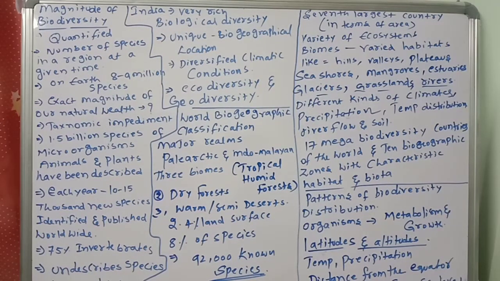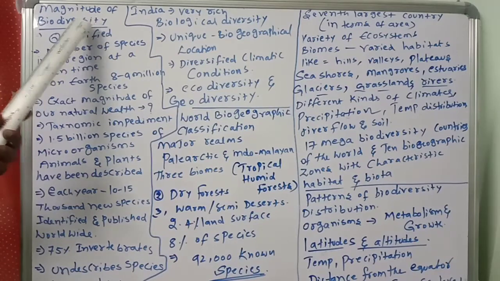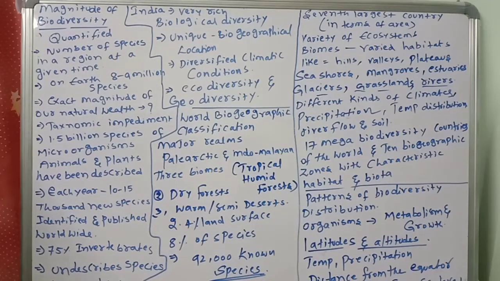In the last class, we discussed genetic diversity and species diversity. In species diversity, alpha diversity, beta diversity, gamma diversity, and community and ecosystem diversity, like that we discussed. But in this class, we are going to discuss the magnitude of biodiversity.